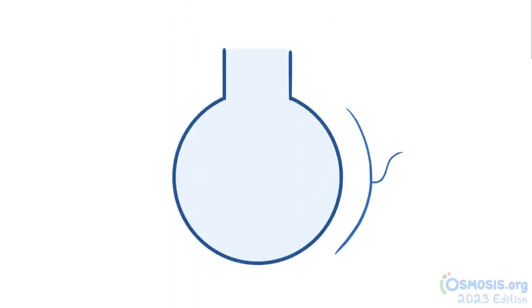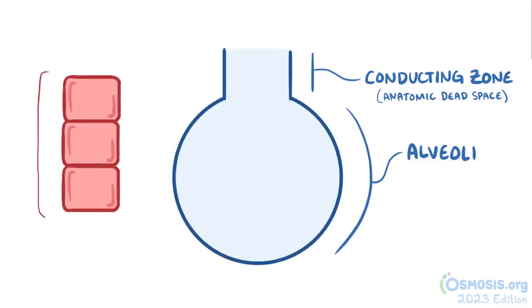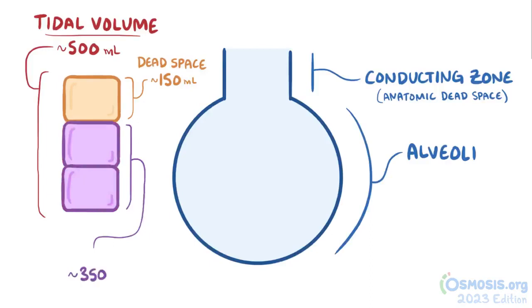Alright, so now let's simplify all this. So this ball represents all of the alveoli, and this portion represents all of the conducting zone, in other words, the anatomic dead space. So how much air is part of this anatomic dead space? Well, a normal person, when breathing quietly without any active effort, takes in about 500 milliliters or half a liter of air. And this is called the tidal volume, represented by these three blocks. Almost a third of this tidal volume, or about 150 milliliters, is trapped in this anatomic dead space. And the remaining 350 milliliters or so is used for gas exchange.